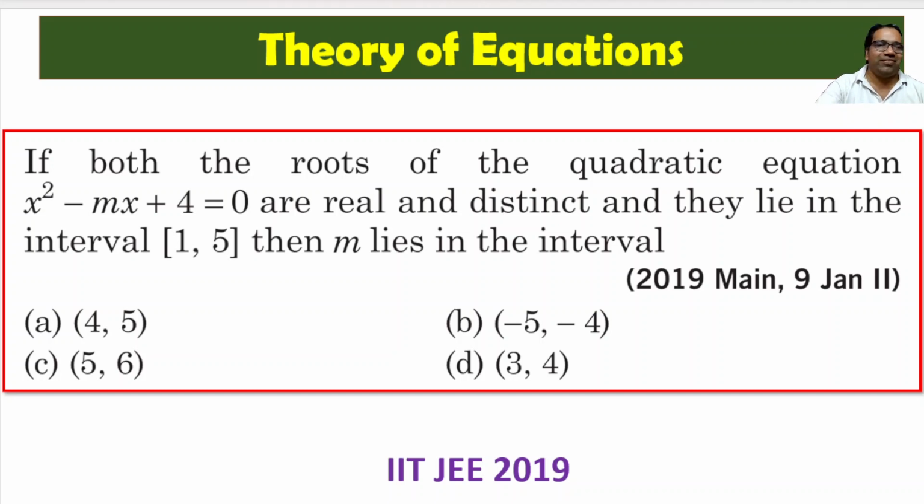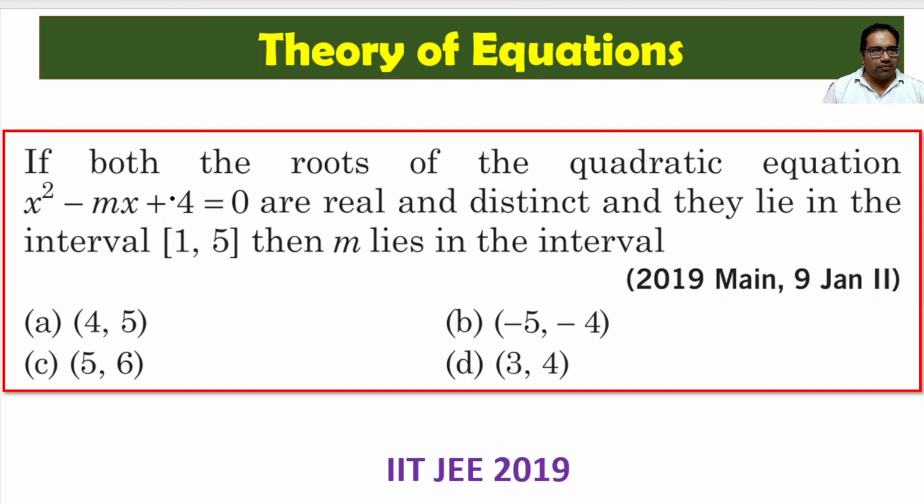Friends, here we are given a quadratic equation x square minus mx plus 4 equal to 0. And we are also given that the roots of this equation are real and distinct. Okay, they are not complex roots. That means this equation is touching the x-axis not once but twice, because they are distinct, right? It is touching the x-axis twice.